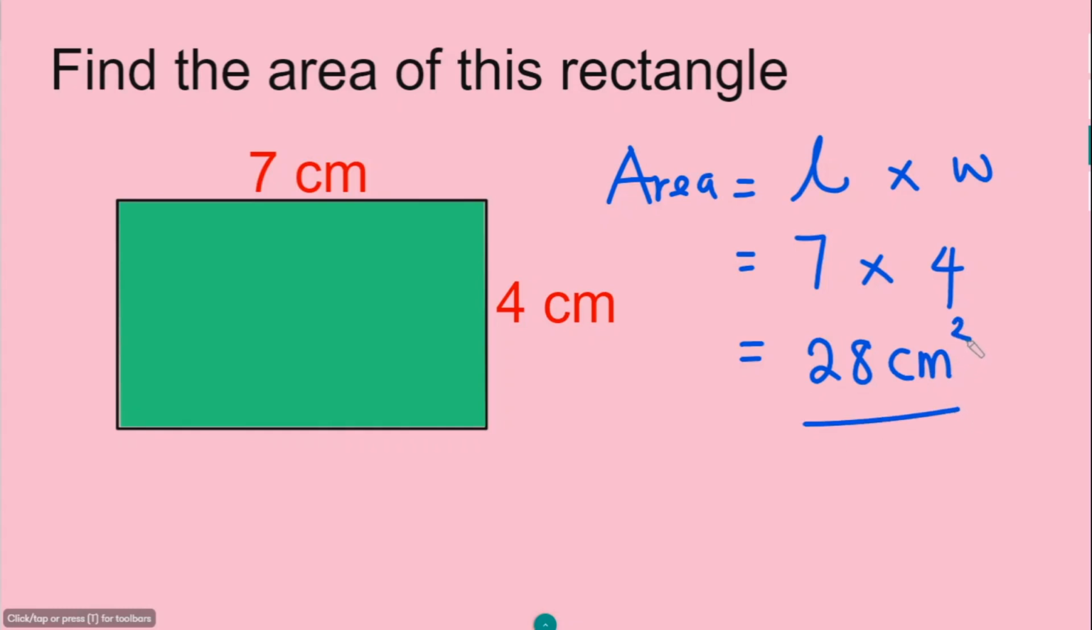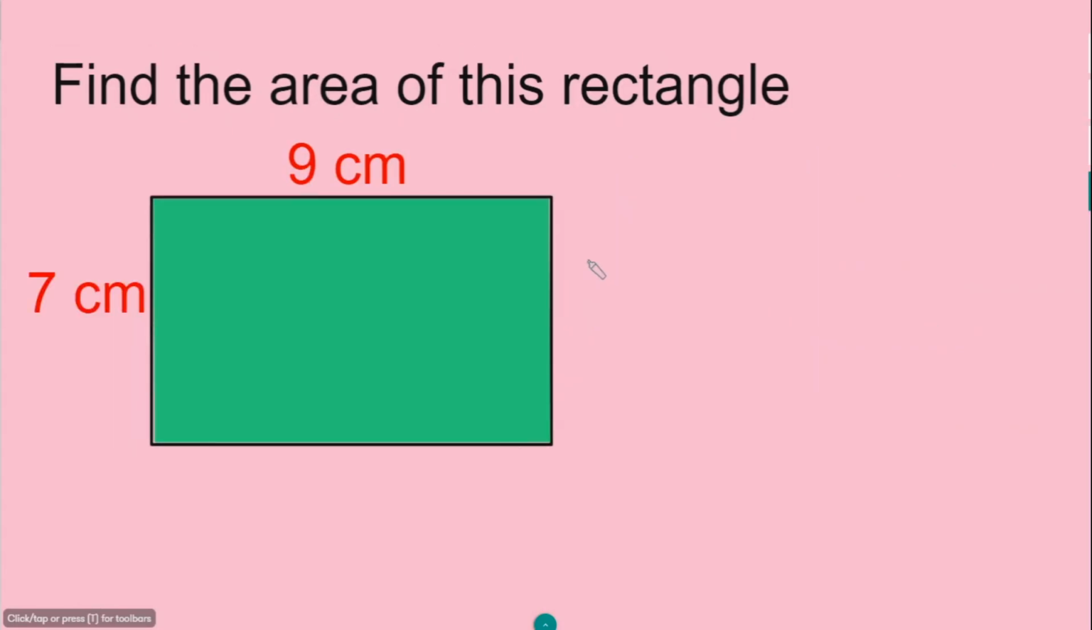Don't forget to add your centimeters squared. All right, let's move on to the next question. Are you ready? Okay, so this is it. Now we have a rectangle and we need to find the area of it, but this time the length is 9 and the width is 7.